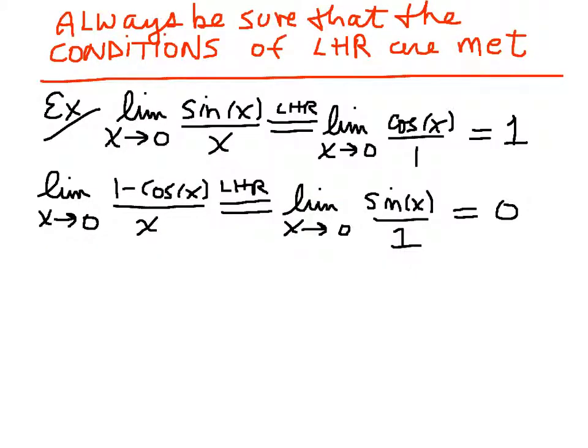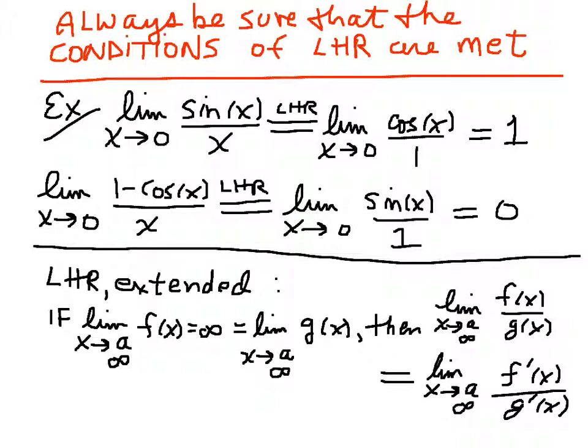So a couple of things in passing. We want to always make sure that the conditions of L'Hopital's rule are met, which means that we're of the form 0 over 0. So if you look at these two examples, these should look very familiar to you. Here's where we can show, using L'Hopital's rule, that the limit as x approaches 0 of sine of x over x is 1, and similarly that 1 minus cos of x over x is equal to 0. So those were very important limits that we used when we were trying to find the derivative of sine and cosine.